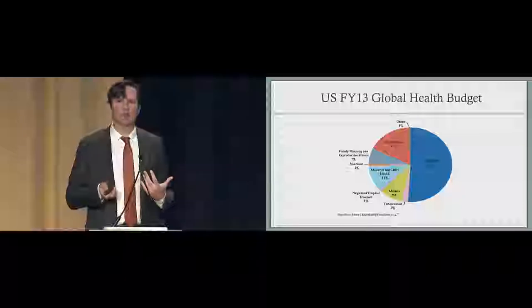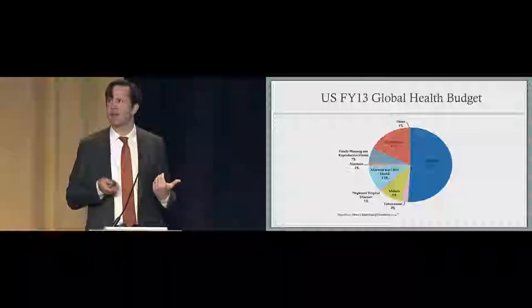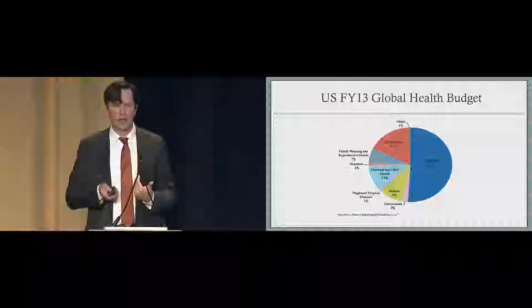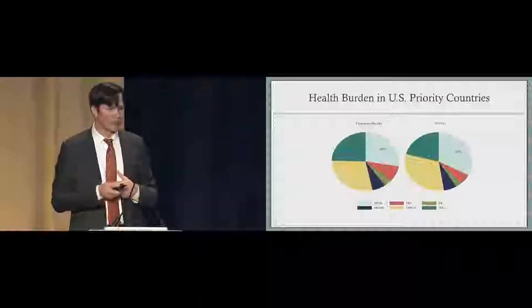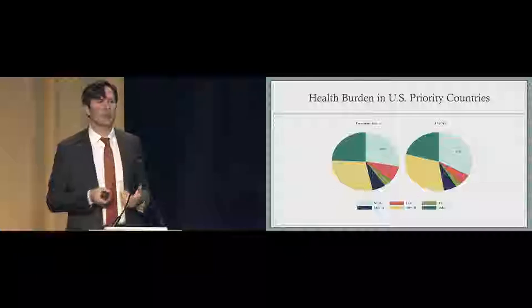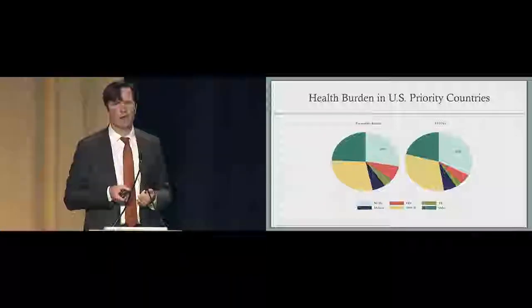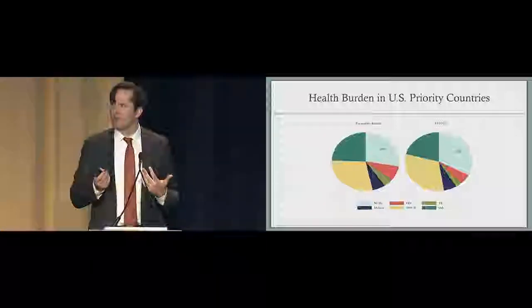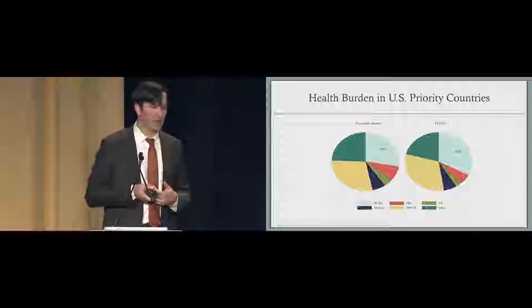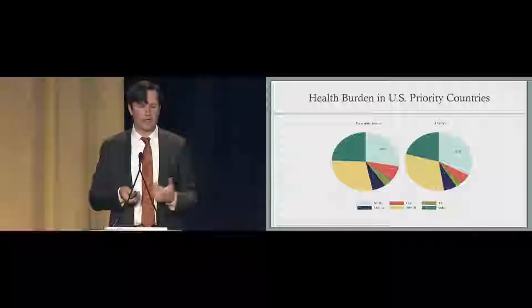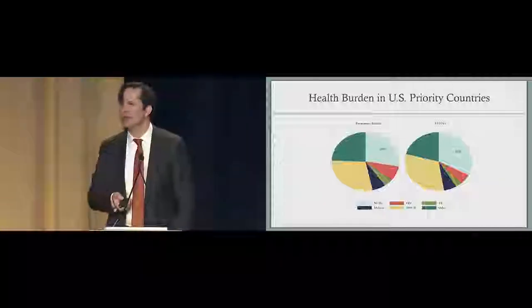We spend on them because we care about the populations affected and the well-being of the people who live there, and their governments. So we looked at the 49 countries where the U.S. spends $5 million or more, and what is causing the bulk of the premature death and disability in those countries. And what you see is it's actually NCDs.